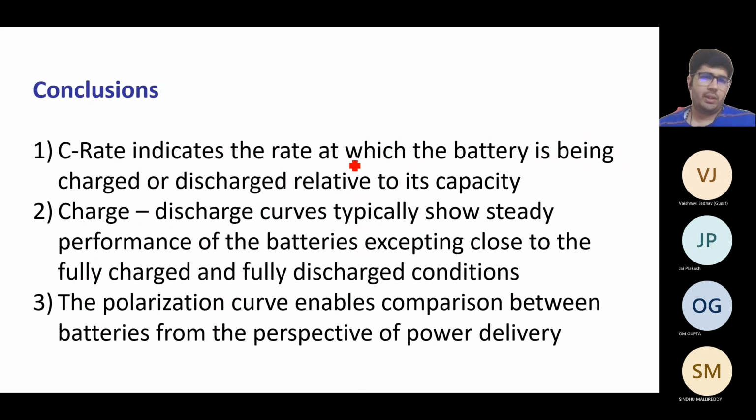So the conclusion from these slides is that a C rate indicates the rate at which the battery is being charged or discharged relative to its capacity. The charge discharge curves typically show steady performance of the batteries, except close to the fully charged and fully discharged conditions. The polarization curve enables comparison between batteries from the perspective of power delivery.